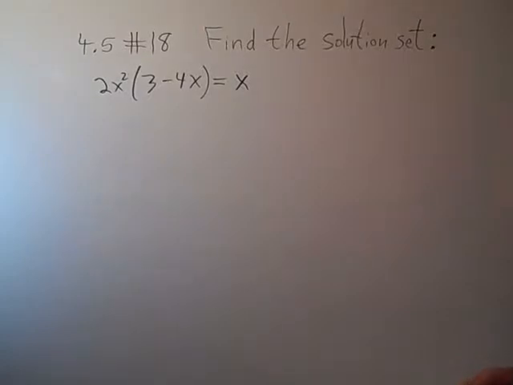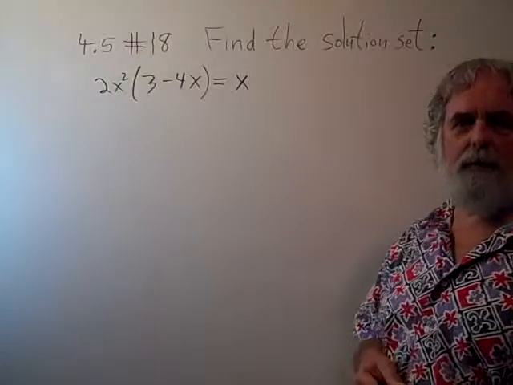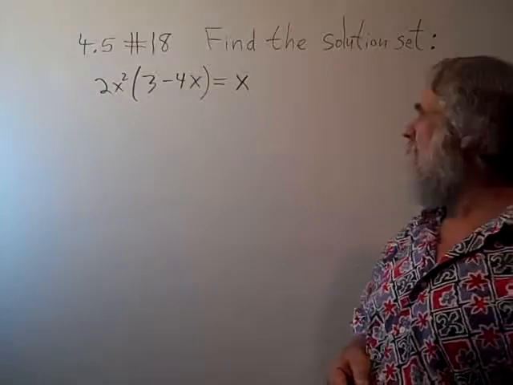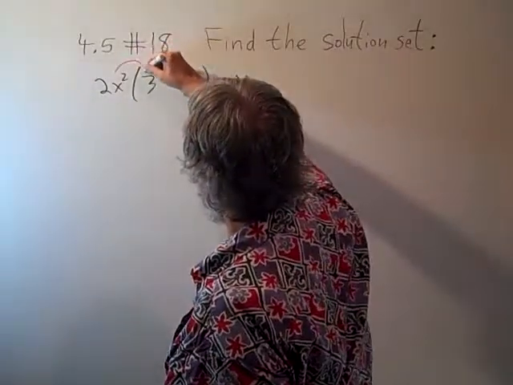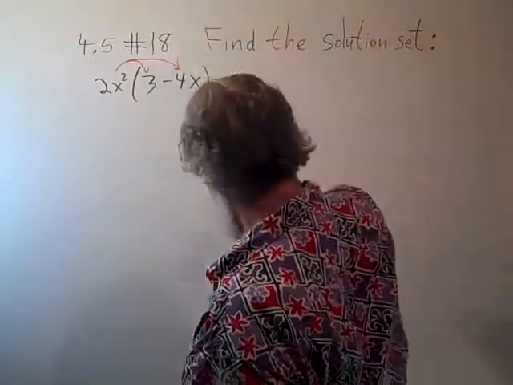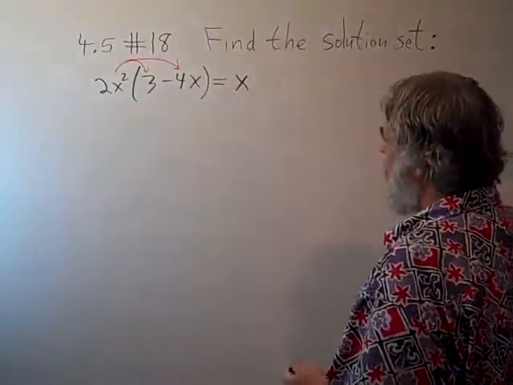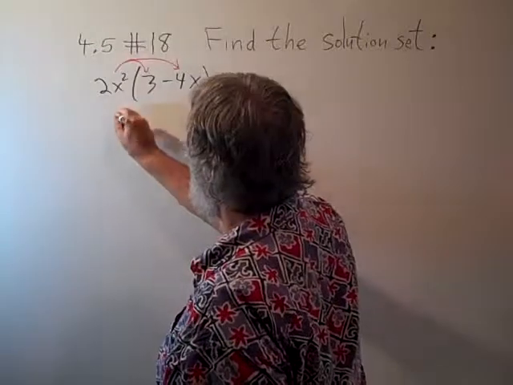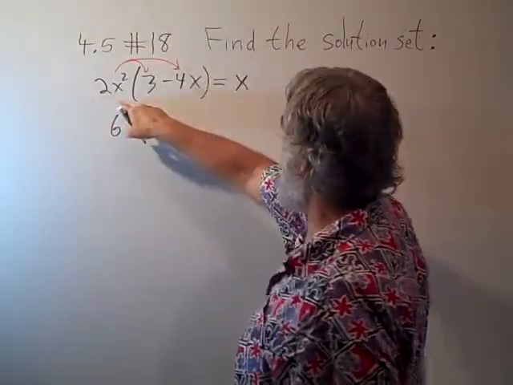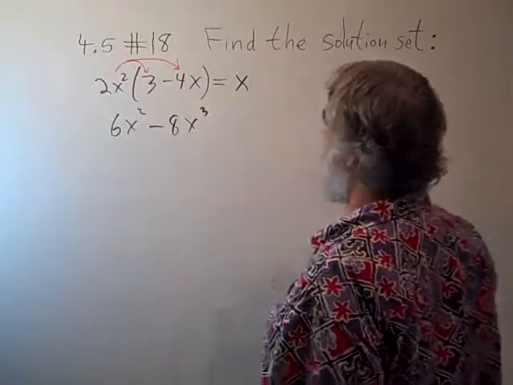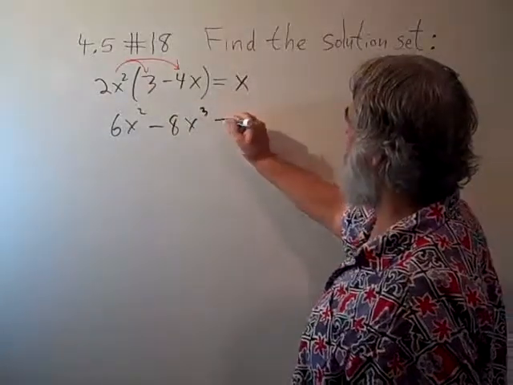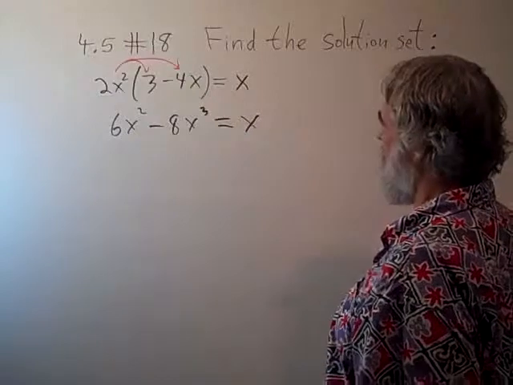Okay, to solve this equation, we want to get everything on one side of the equal sign set equal to 0, and then factor it. But first we have to distribute through the parentheses here. So 2x squared times 3 is 6x squared, and 2x squared times negative 4x is negative 8x cubed. And this is equal to x on the other side.